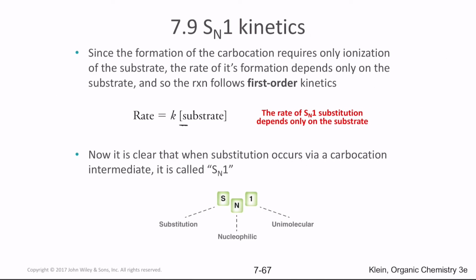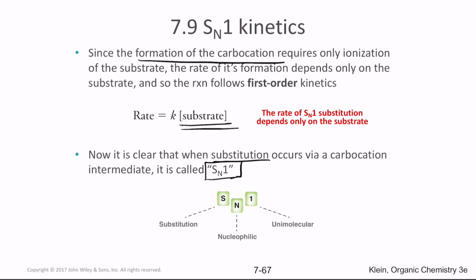So here you only need the substrate to determine the rate of reaction, because unless the substrate creates the carbocation, the reaction will not occur. So the formation of the carbocation here itself is the one that determines the rate of reaction of this process. So it is clear here that when substitution occurs via the carbocation intermediate, we call this SN1.